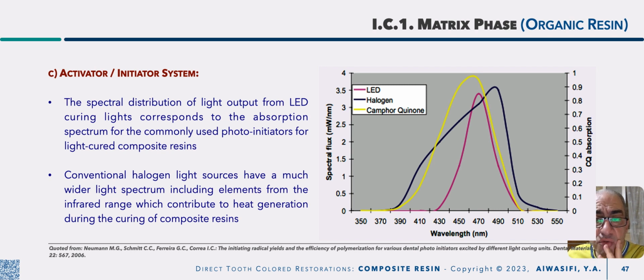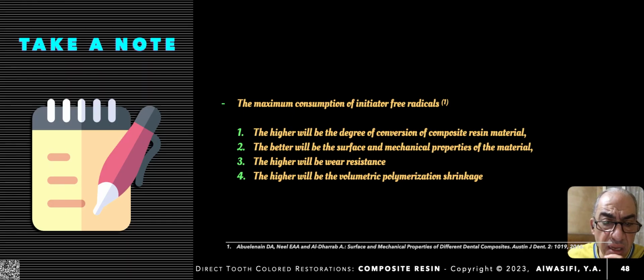This is not true for light emitting diode. That's why light emitting diode is more efficient than quartz tungsten halogen, but this does not mean that quartz tungsten halogen is contraindicated, but nowadays it is limitedly marketed and limitedly available in the market. That's why you should take note that the more the initiator free radicals are consumed, okay, the higher will be the degree of conversion of the composite, the better will be the surface and mechanical properties of the composite, the higher will be the wear resistance, and at the same time the higher will be the volumetric polymerization shrinkage.